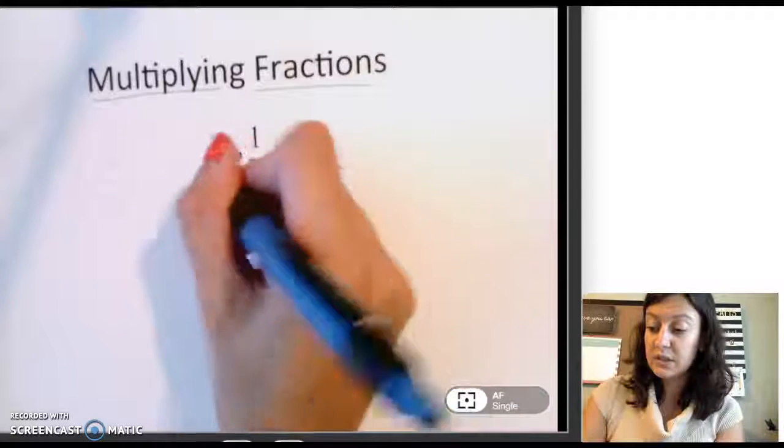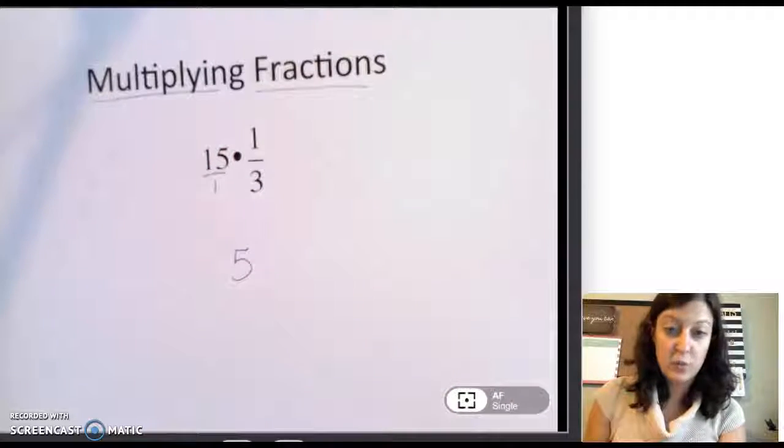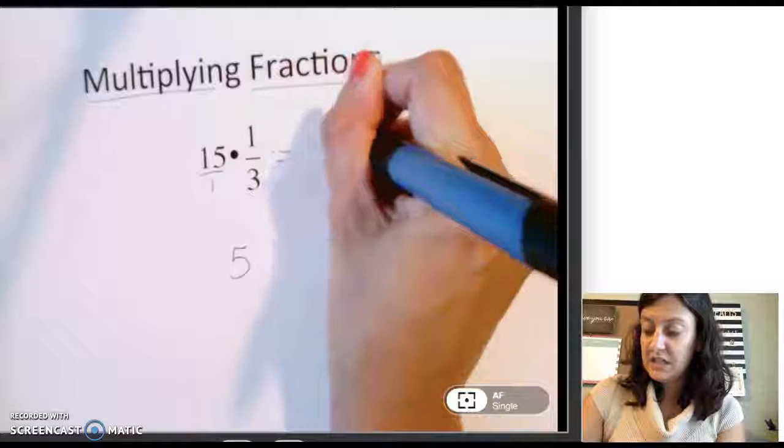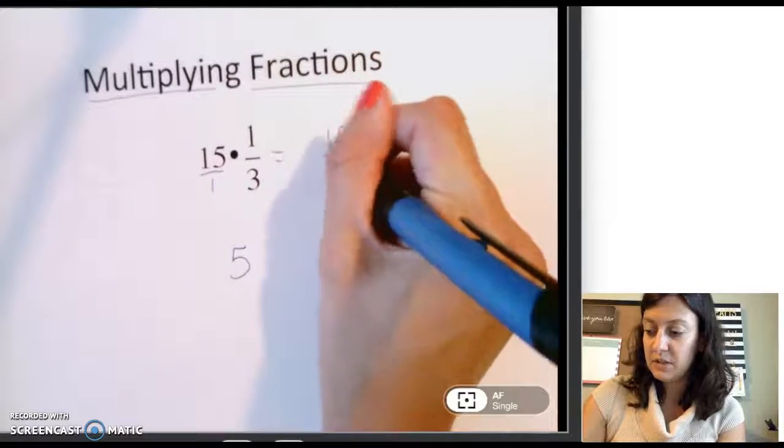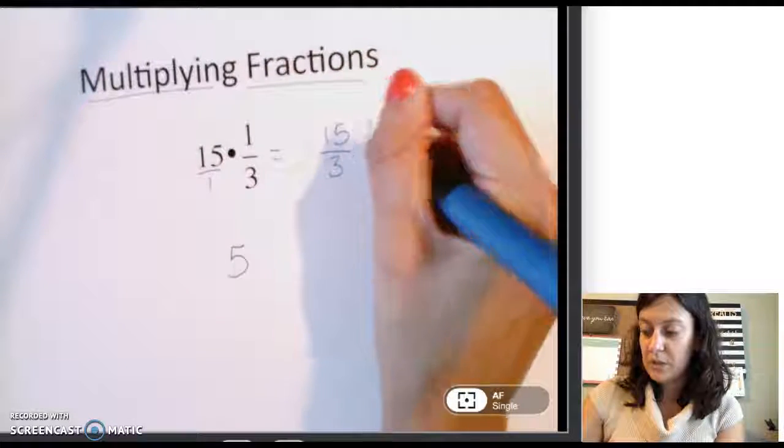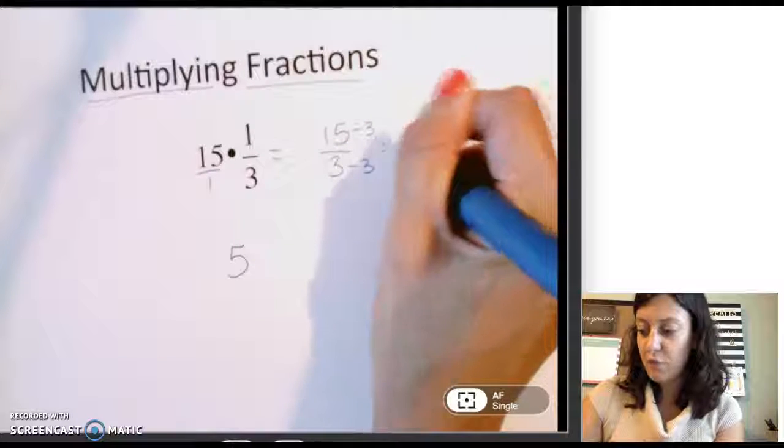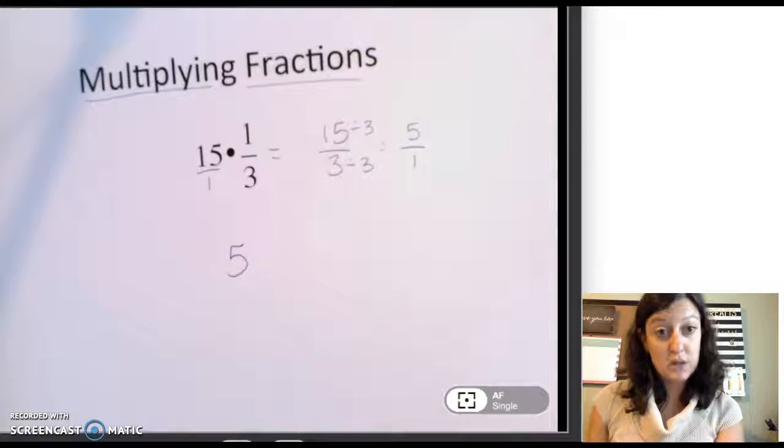There's 2 ways to do this one. I could put this 15 over 1 and do 15 times 1 is 15, 1 times 3 is 3, and then we can divide both the top and bottom by 3 to get 5 over 1, which is just 5. That's one way to do it.